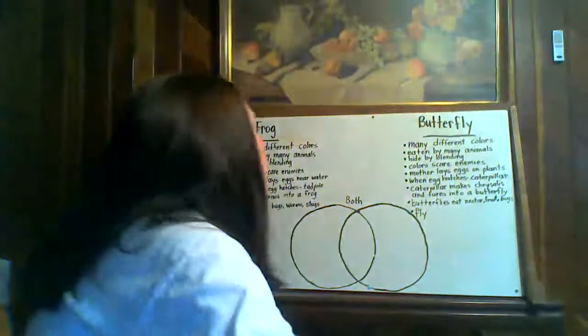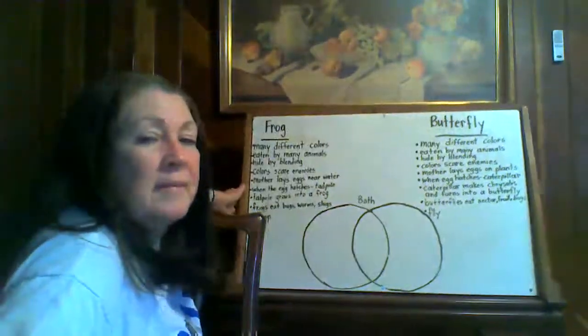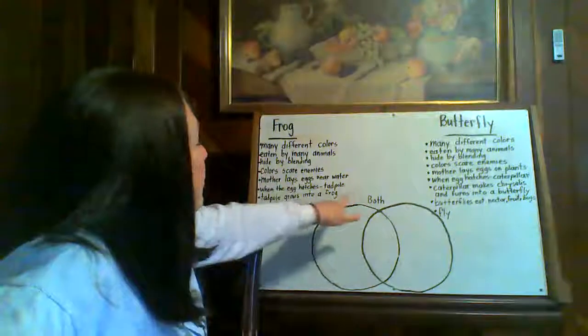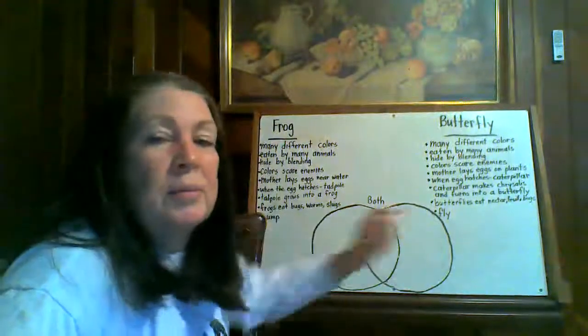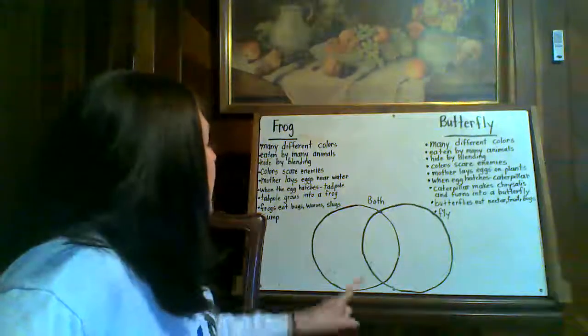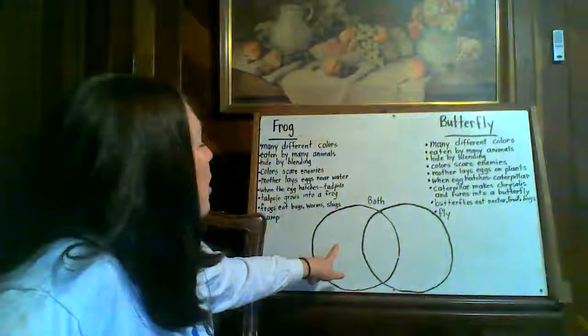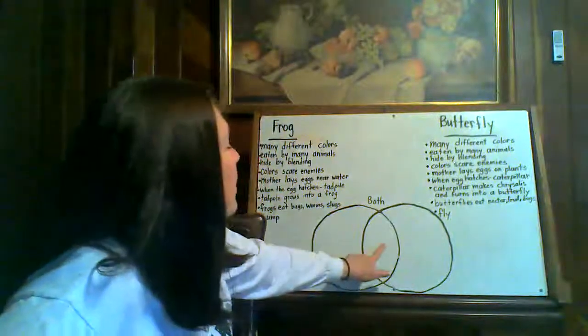So let's look at our butterflies and our frog. And we're going to use our Venn diagram. That's what this is called. Remember we talked about that last time. It tells us the way that they are different and the way they're alike.